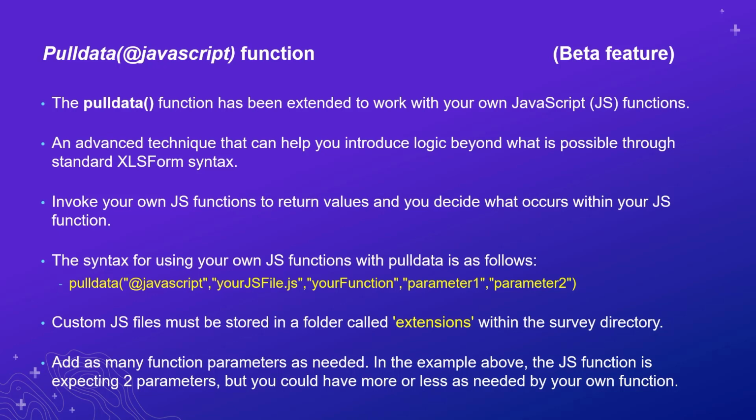For custom JavaScript functions to work, they must be stored in the extensions folder of your survey. You can have as many parameters as you need in your function, and you can include as many custom JavaScript files in your survey as required. It is important to note that the pullData@JavaScript function is a beta feature that is publicly available in the release builds of Survey123. However, it is not currently officially supported.